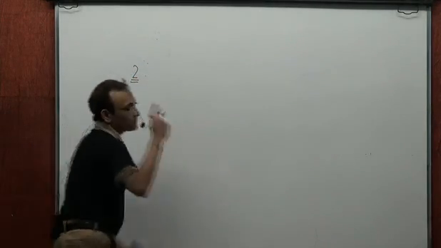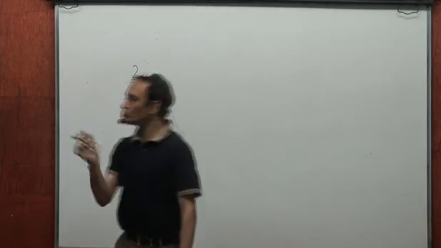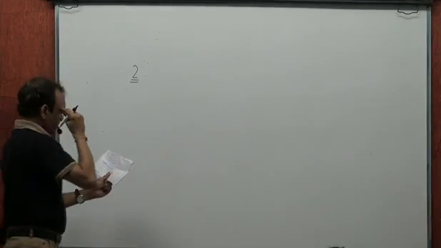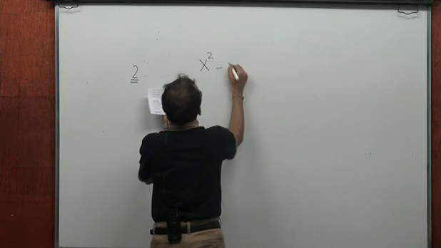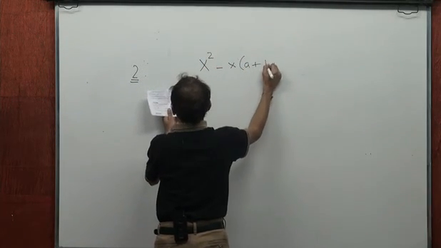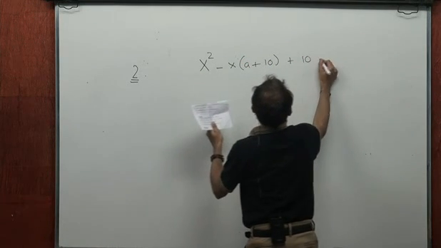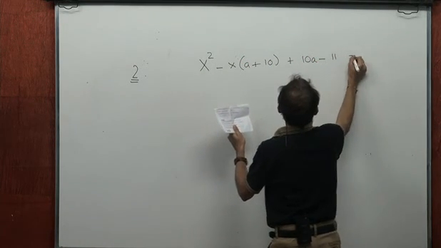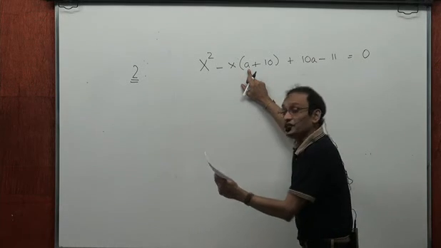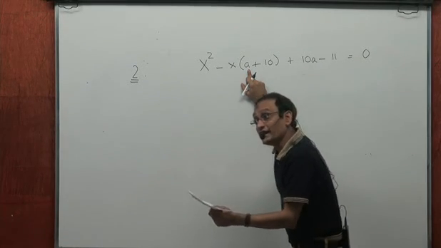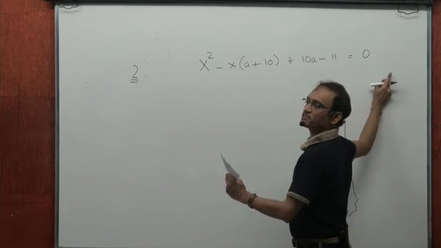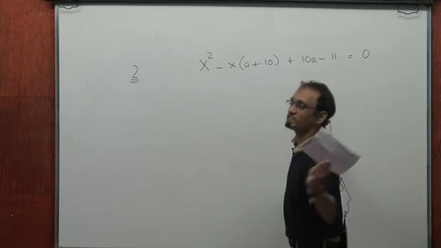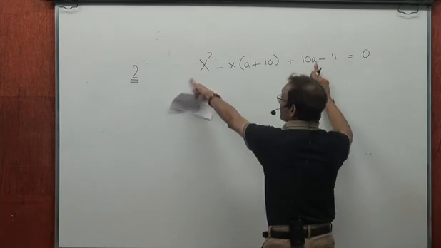Okay. The second problem belonging to the variety where factorizing becomes almighty. We want to find integer values of a, for which x squared minus x into (a plus 10) plus 10a minus 11 is 0. We want to find integer values of a for which an integer x satisfies this equation. That's what we want. Hey, remember this template?